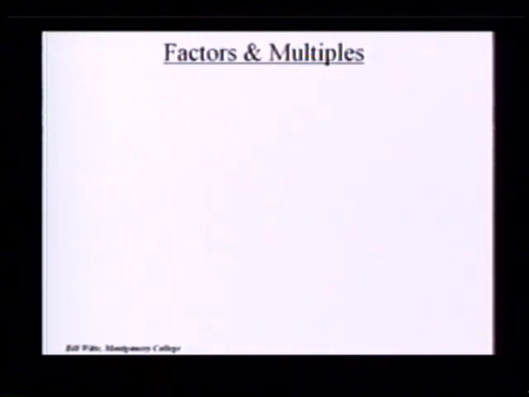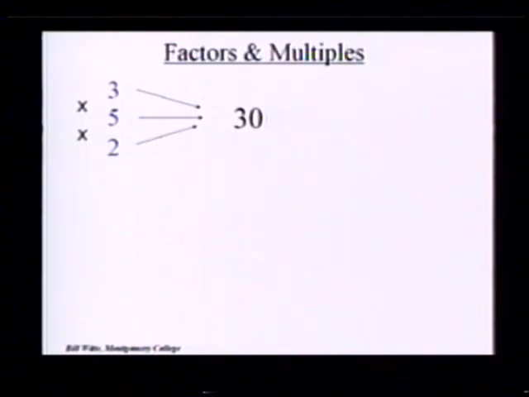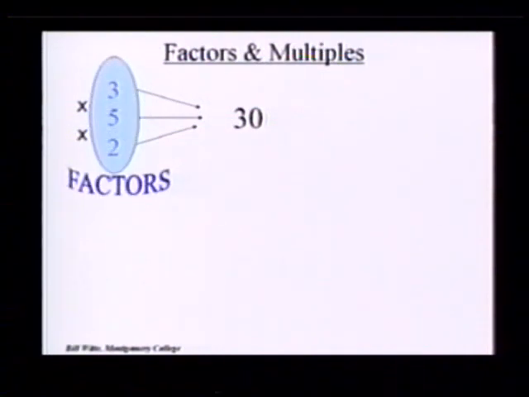Factors and multiples. You know what those words mean? Look at 30. What are the factors of 30? 3 is a factor of 30 because it goes into it. You could multiply something by it. 5 is a factor of 30 because it goes into it evenly. 2 is a factor of 30. It goes into it. 13 isn't a factor of 30. Okay, so those are factors.